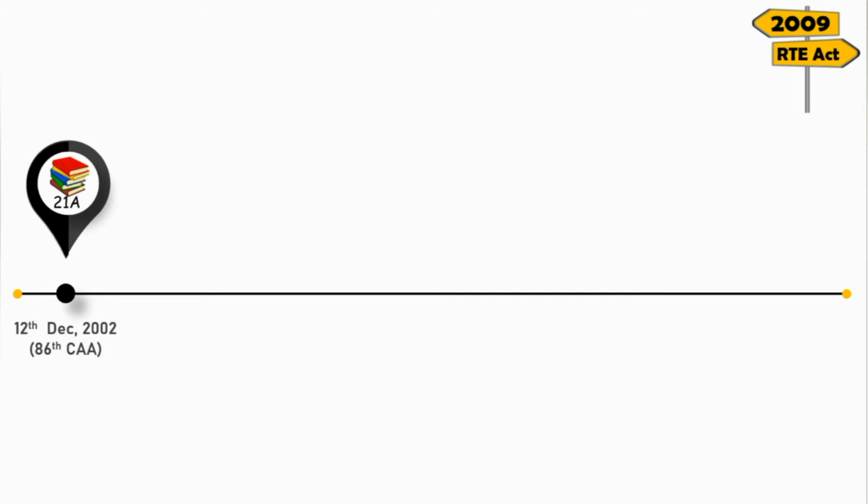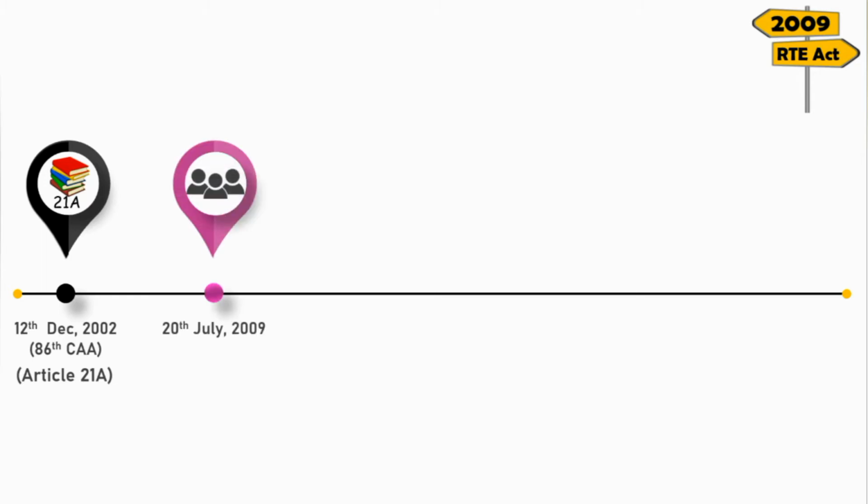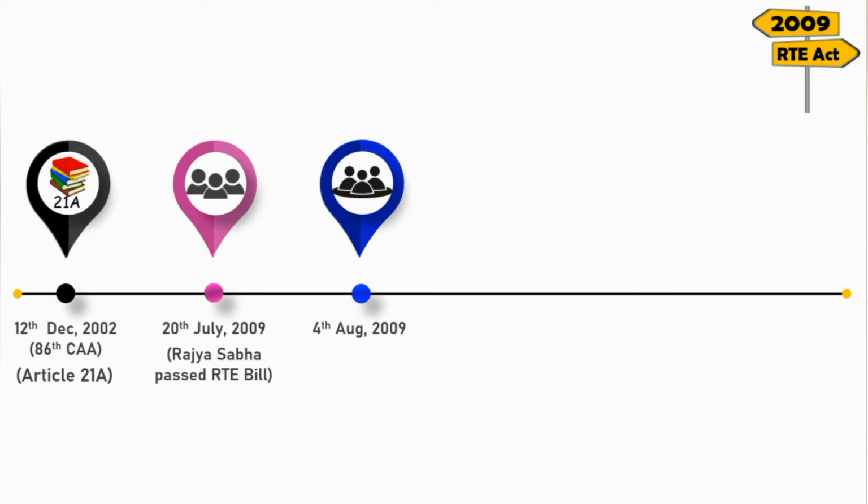The first thing we need to know is the important dates related to this act. On 12th December 2002, by passing 86th Constitutional Amendment Act, its first foundation was laid in the form of Article 21A. On 20th July 2009, Rajya Sabha passed the Bill of Right to Education. On 4th August 2009, Lok Sabha also passed the bill.